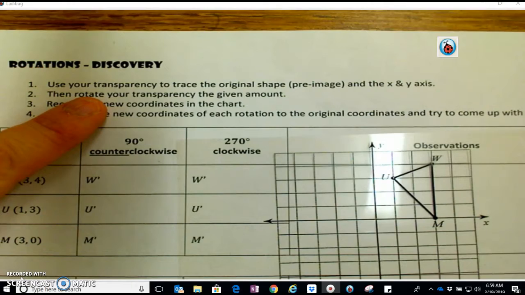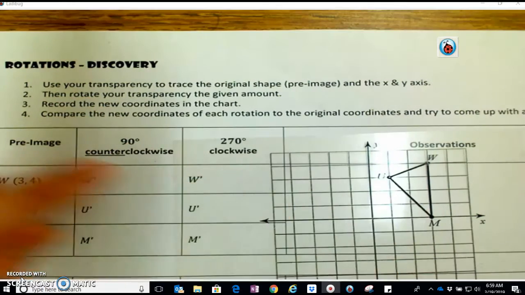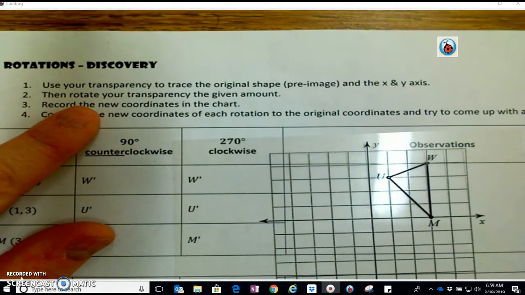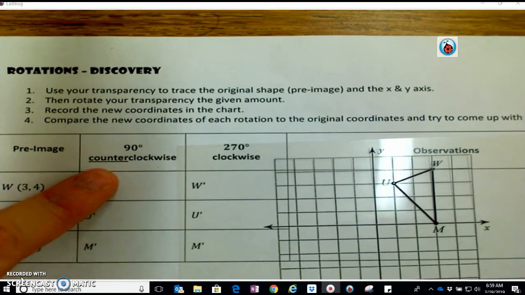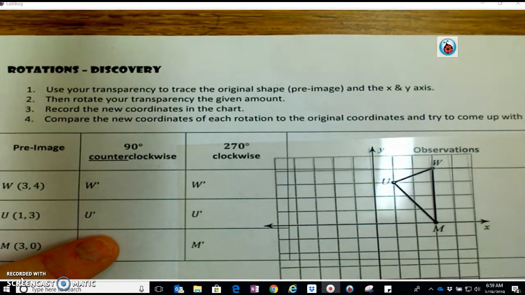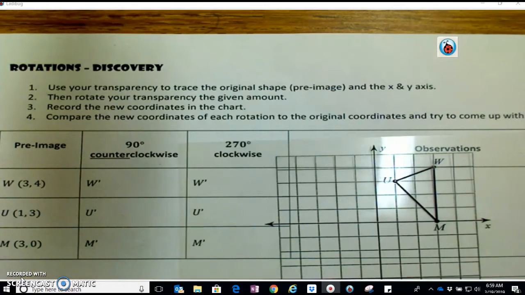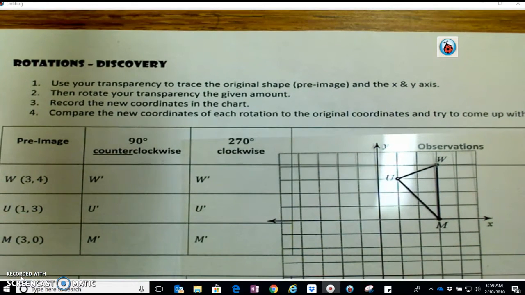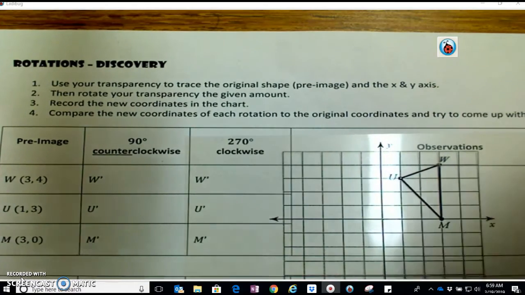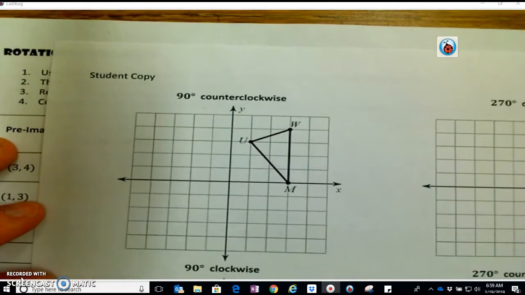I'm using the transparency. The shape has already been on there, and then you're going to rotate the transparency. I'm going to do all the rotations, and I ask that you record the new points. So pause the video and I'll be doing it along with you. You can follow along with me on the back of this.